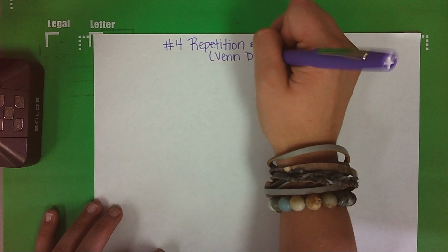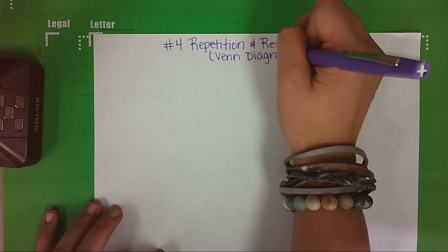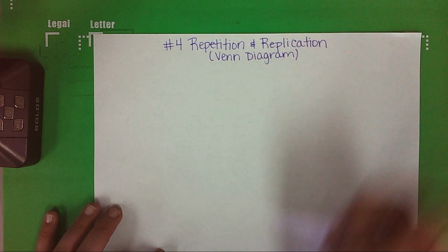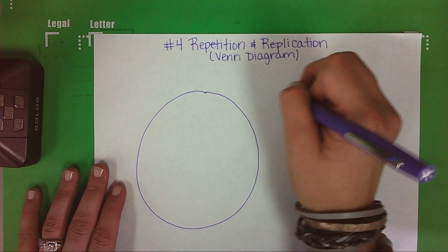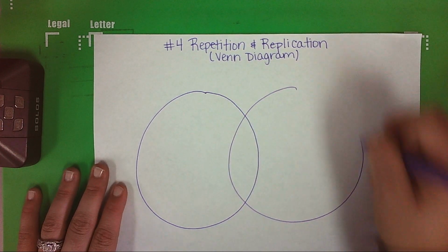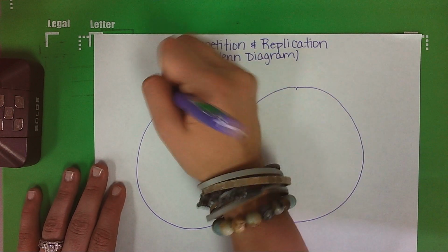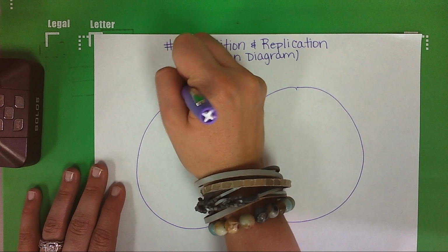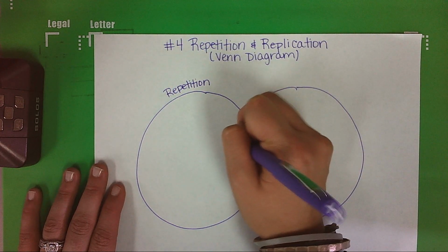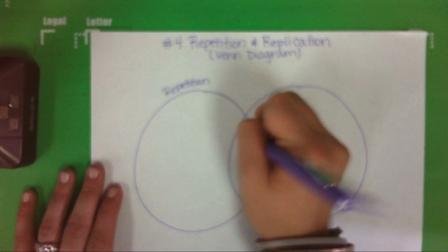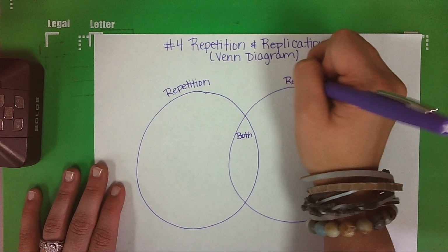So a Venn diagram is used to compare more than one thing, see what is different and what is the same. So we start by setting up our circles and then labeling them. So I'm going to put repetition over here, both, and replication.